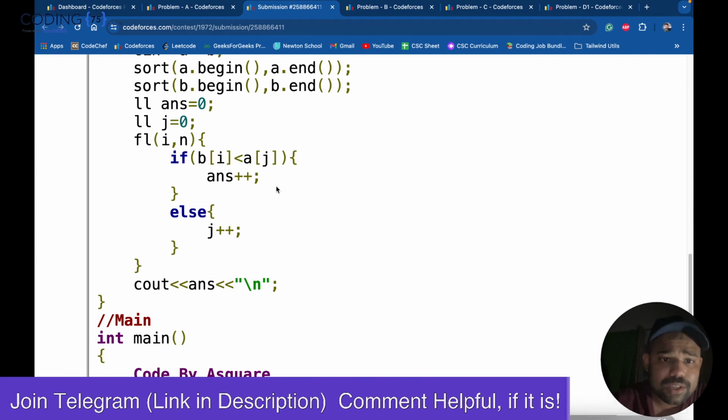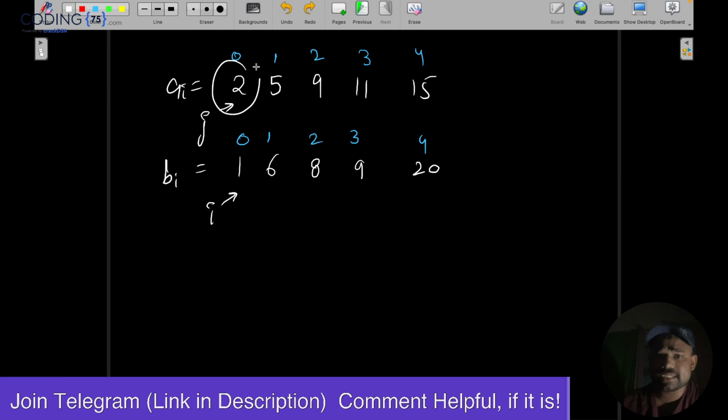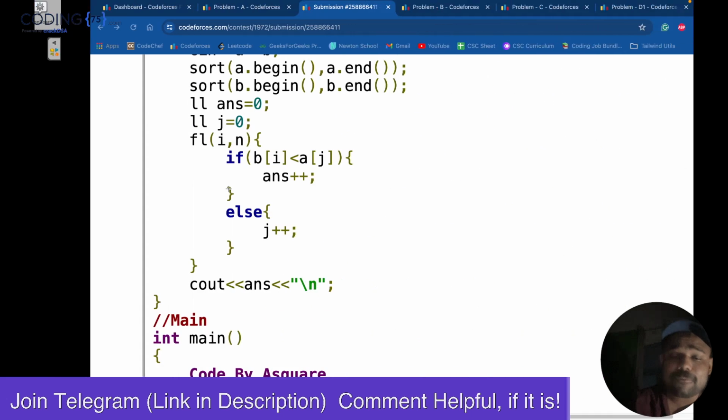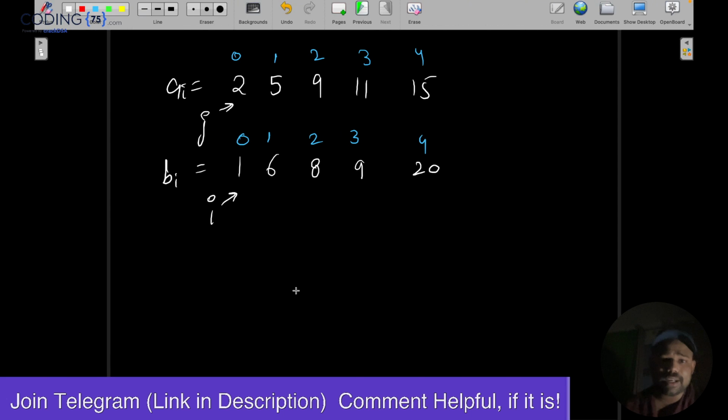So you can see, whenever bi is actually less than aj, means there is no problem in the whole array a which is less than or equal to bi. Then we want the replace, and we will increase the answer. Okay, so what will happen here? My answer will increase. Answer will become 1, and now this I will move.